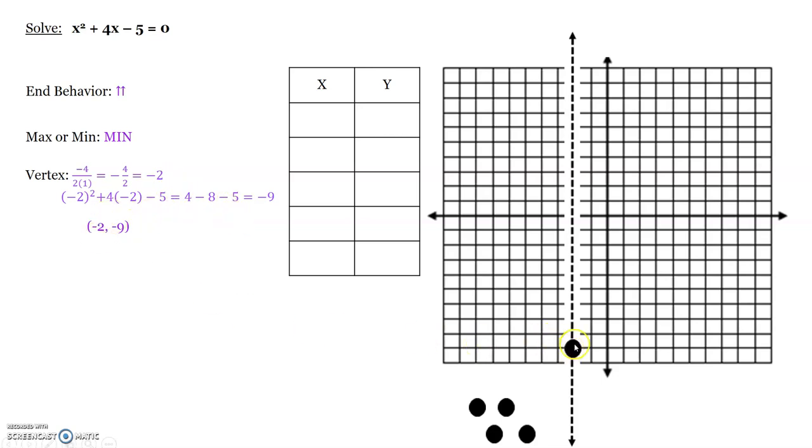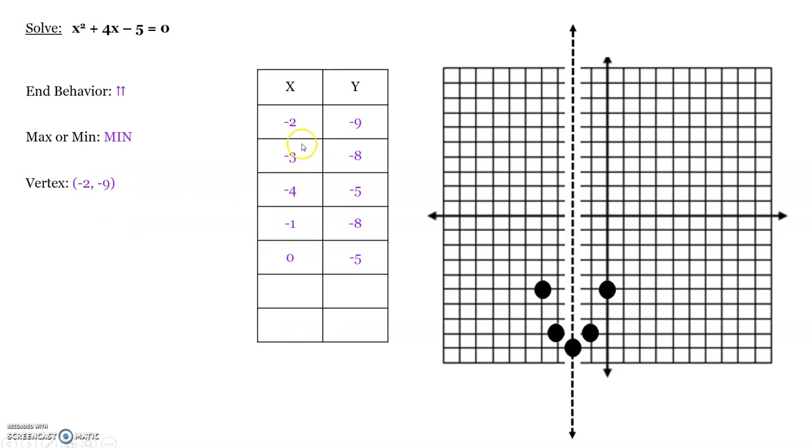So I went ahead and plotted (-2, -9), and I put on my axis of symmetry at x equals -2, because remember, that has to go through my vertex. And now I'm going to start figuring out my other points. So I put in (-2, -9) as my vertex, and then I went 2 points below and 2 points above. And again, you don't have to do the 2 points below and 2 points above. You can just choose to do 2 points in one direction, and then use that axis of symmetry to get to the other direction.